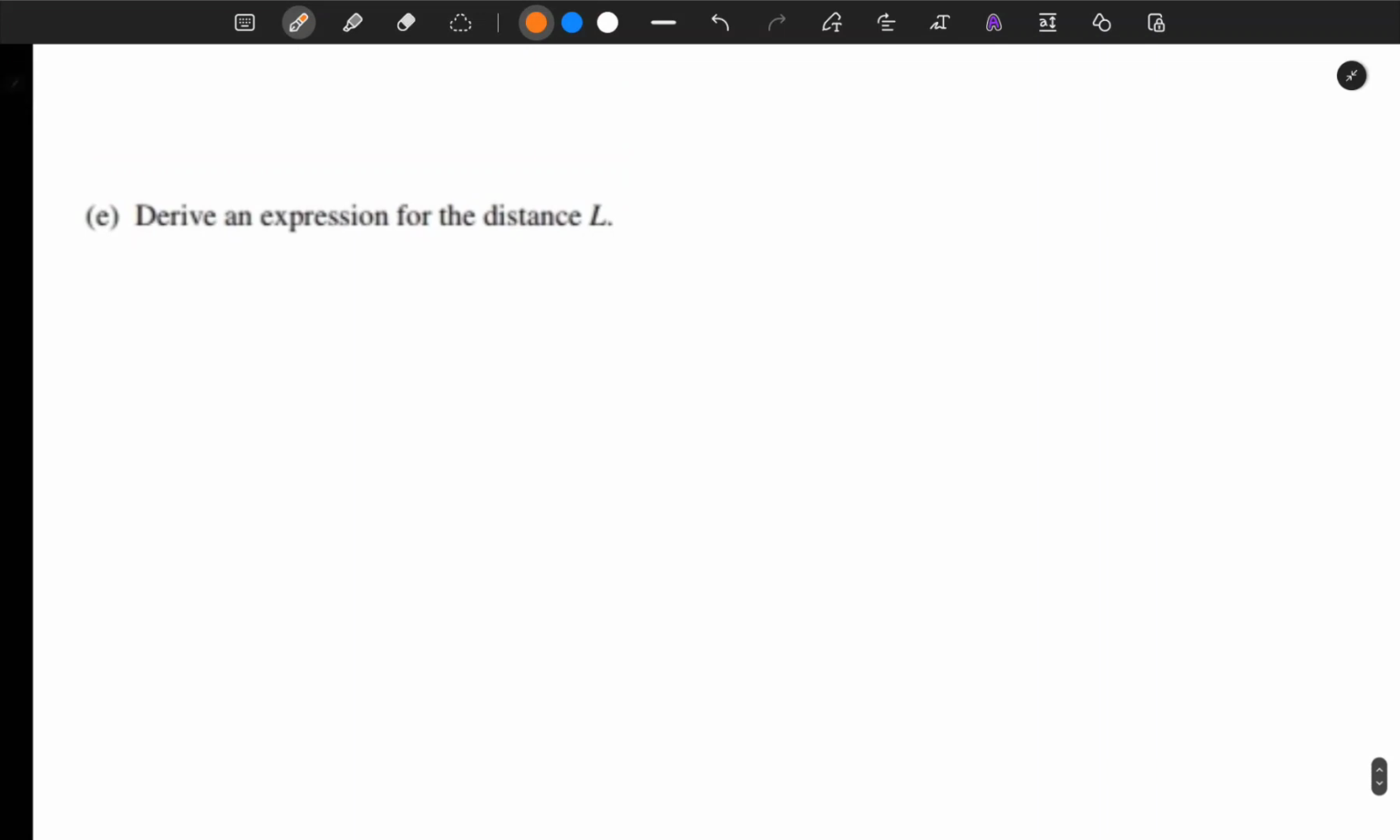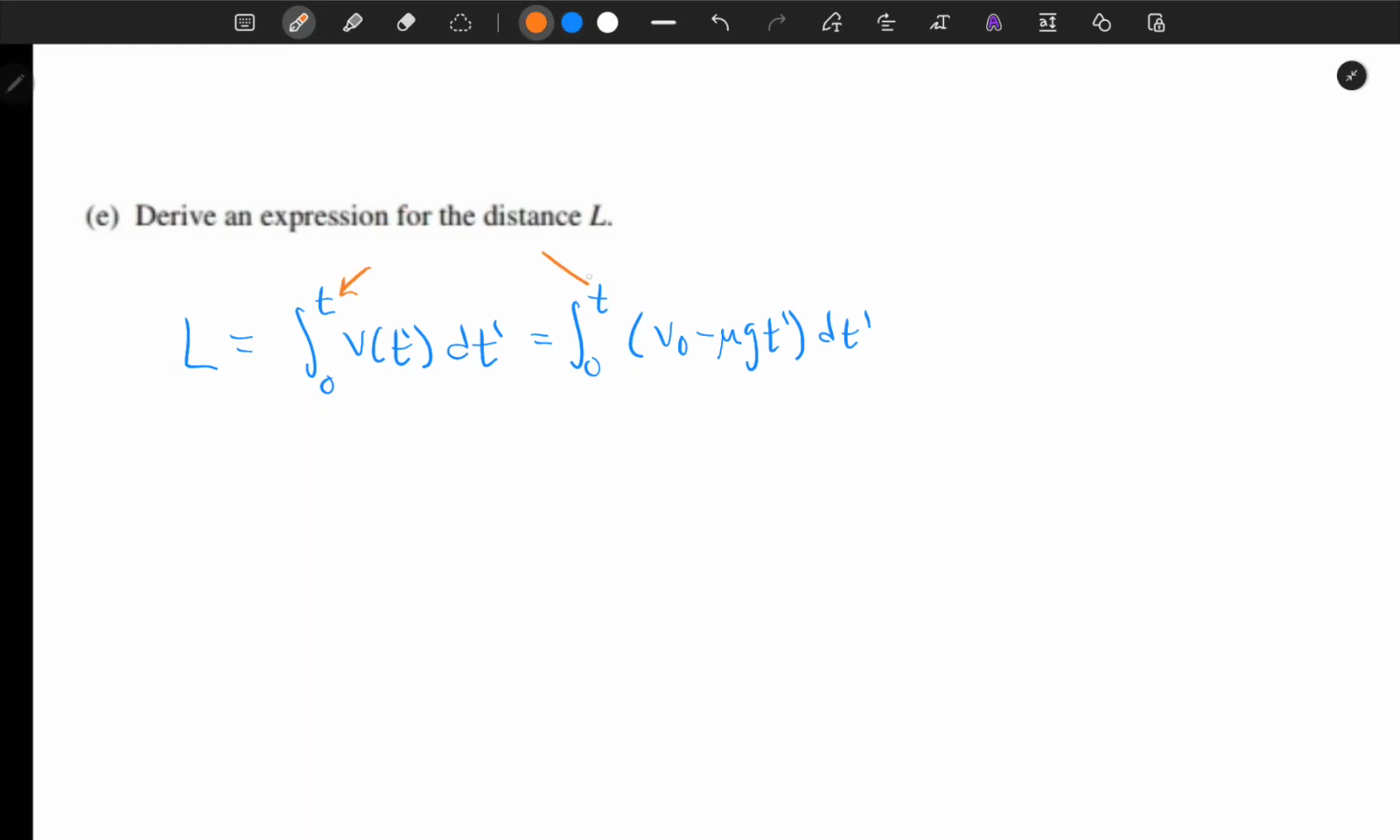Finally, we wish to derive an expression for the distance L. Well, we know that the velocity is given up until the time t. So L should be the integral from 0 to t of v of t dt. This should be the distance L in question. Then, plugging in for v of t, we get that this is the integral from 0 to t of v naught minus mu g t prime dt prime. And these should also be primes, just so that there's no confusion with the upper bound on these integrals.